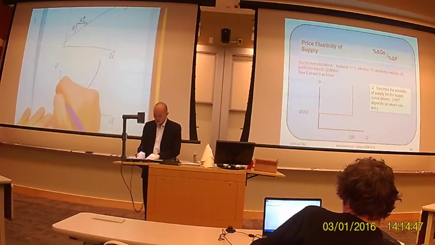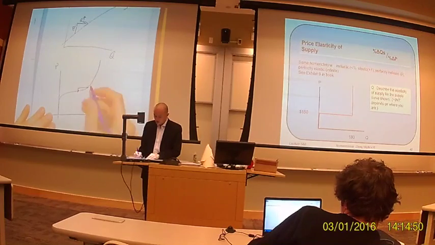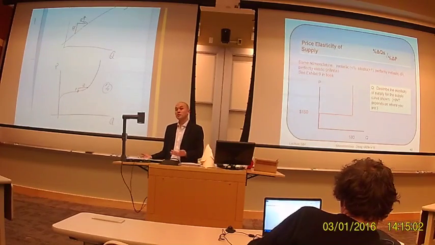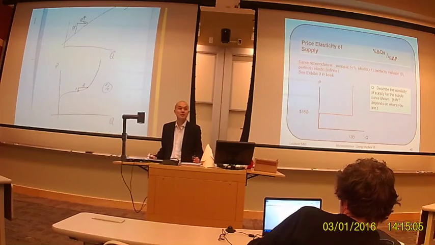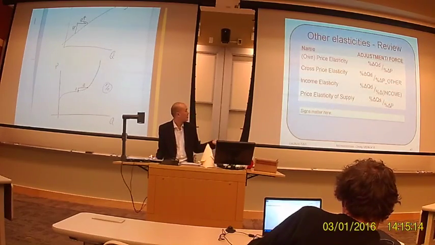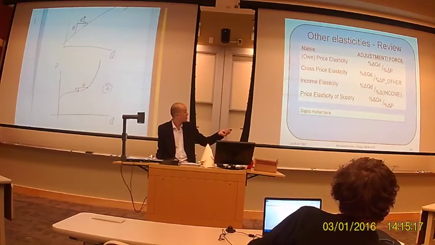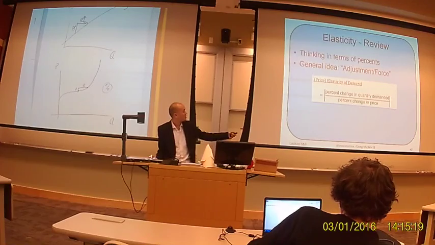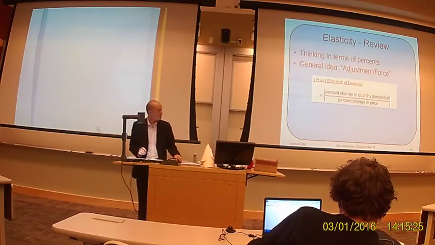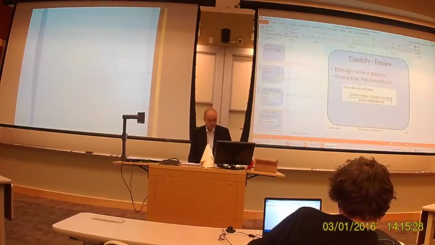I apply a small force. I apply a small price. I look at the quantity. And I take this price and quantity. I then do the percent changes for them. And then I just take the ratio of the percent changes. It's probably going to be a multiple choice question if I ask it, and you just find the nearest number to the number you calculated. So other elasticity signs matter here, especially for cross-price elasticity. And always adjustment over force. May the force be with you.